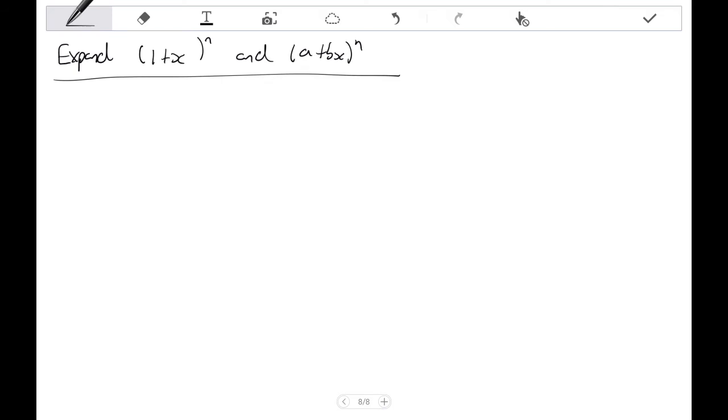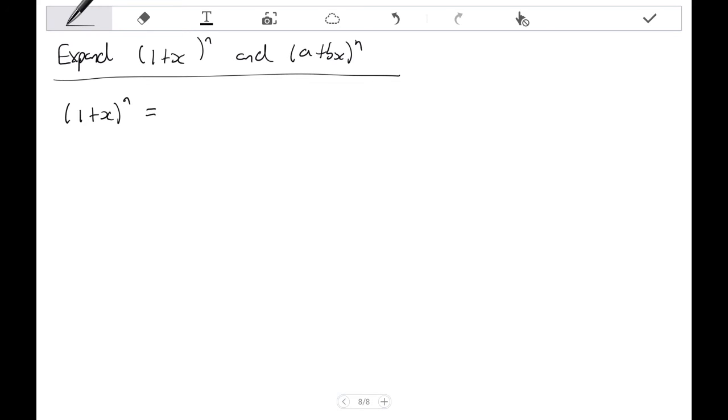1 add x all to the power of n. This 1 add x to the n is a special case, and you can then use it to expand anything of the form a add bx to the n. Let's look at the expansion for 1 add x to the power of n.